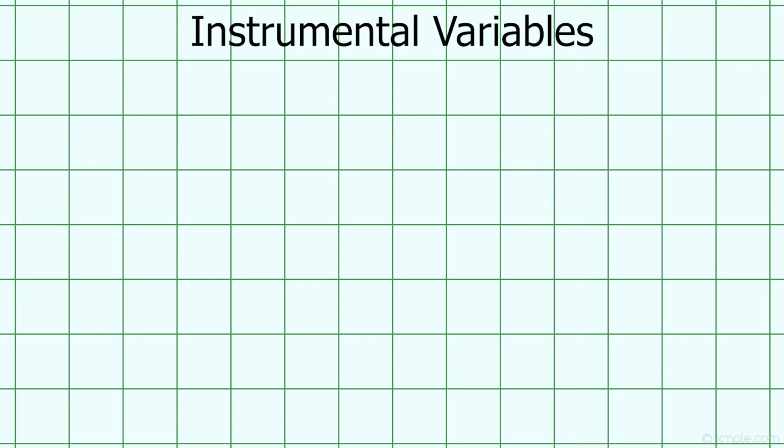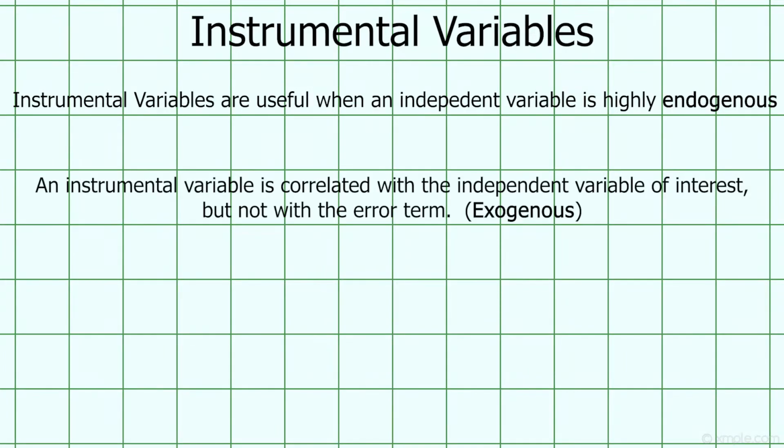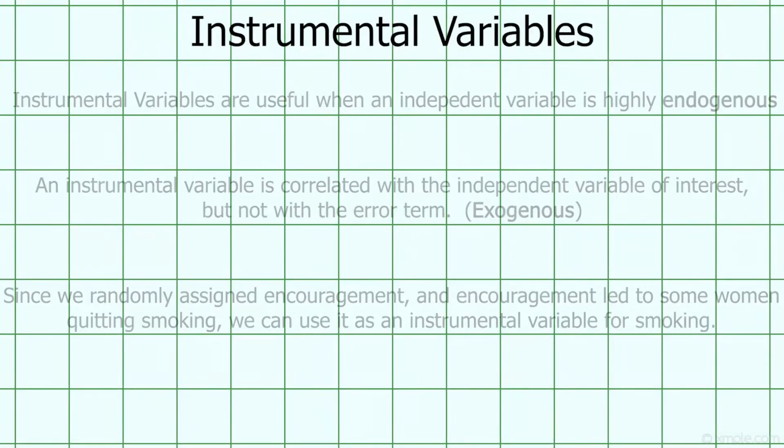Since our independent variable of interest, smoking during pregnancy, is highly endogenous, we use another variable that we know is exogenous and correlated with our variable of interest. Since we randomly assigned the encouragement to women in the study, we know that encouragement isn't correlated with any other confounding variables, so we can use it as an instrument for our endogenous variable, smoking.